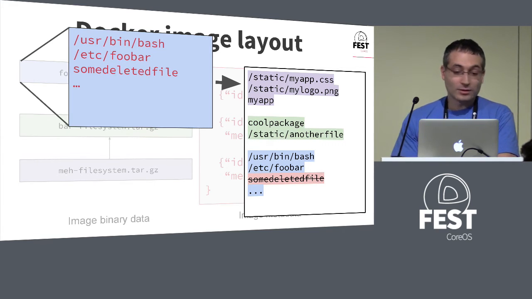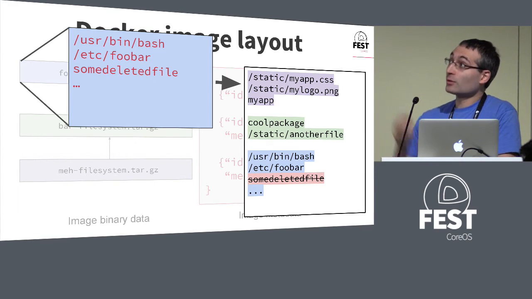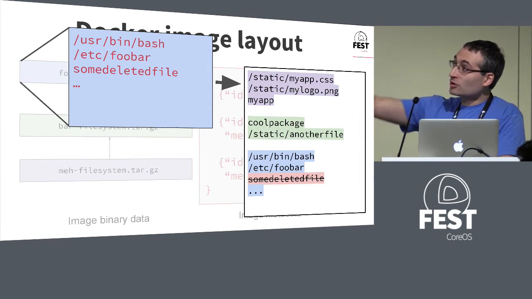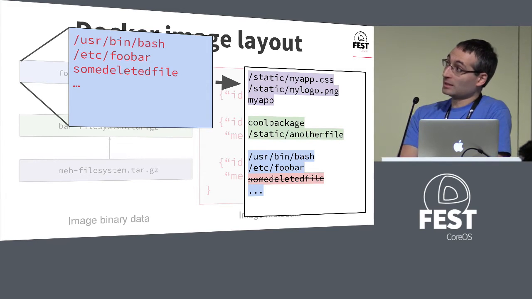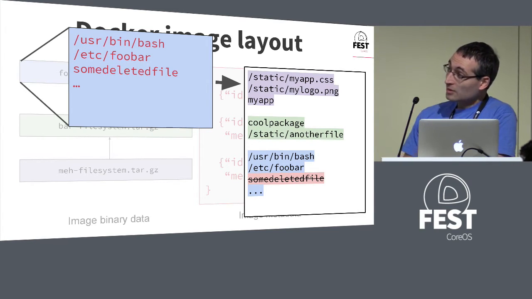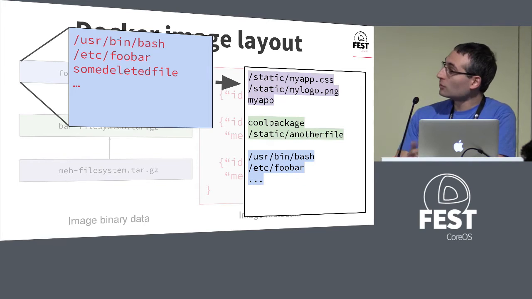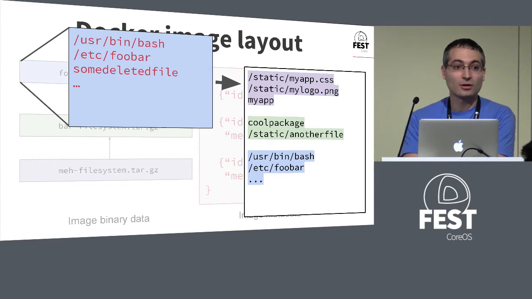Finally, we move to the base layer. This typically would contain the operating system. So I have /usr/bin/bash, I have an /etc/foobar. And now you can see I have the some-deleted-file that I deleted in the top layer. Since it was deleted, we just ignore it. We don't even send it along the wire.